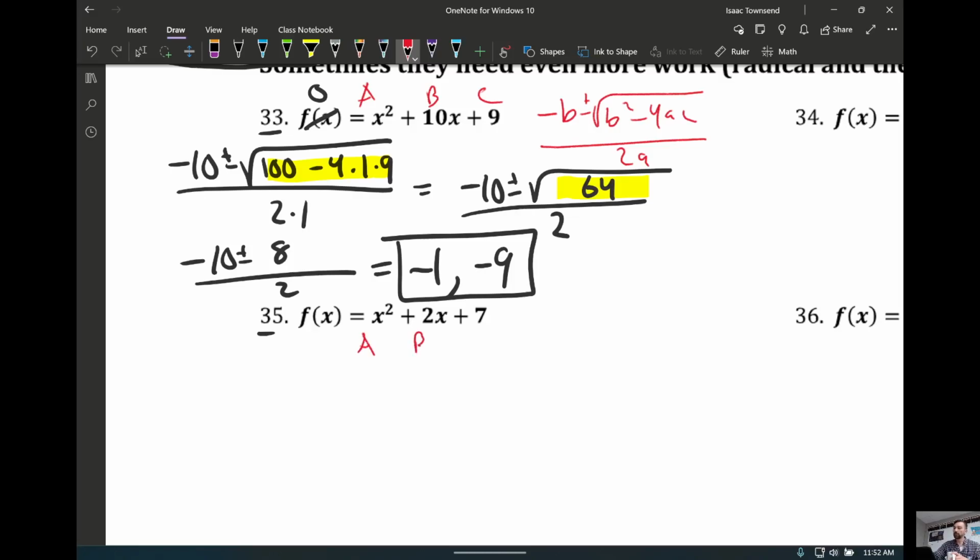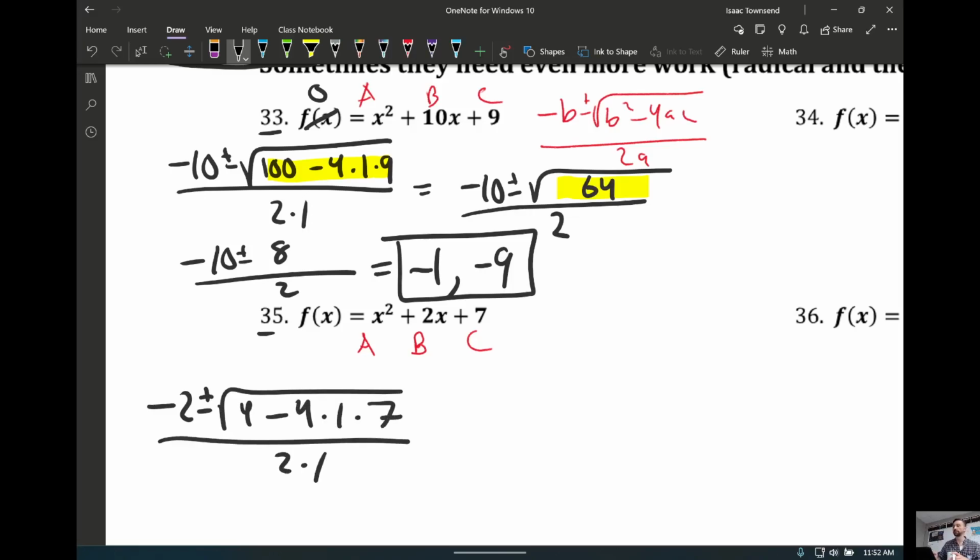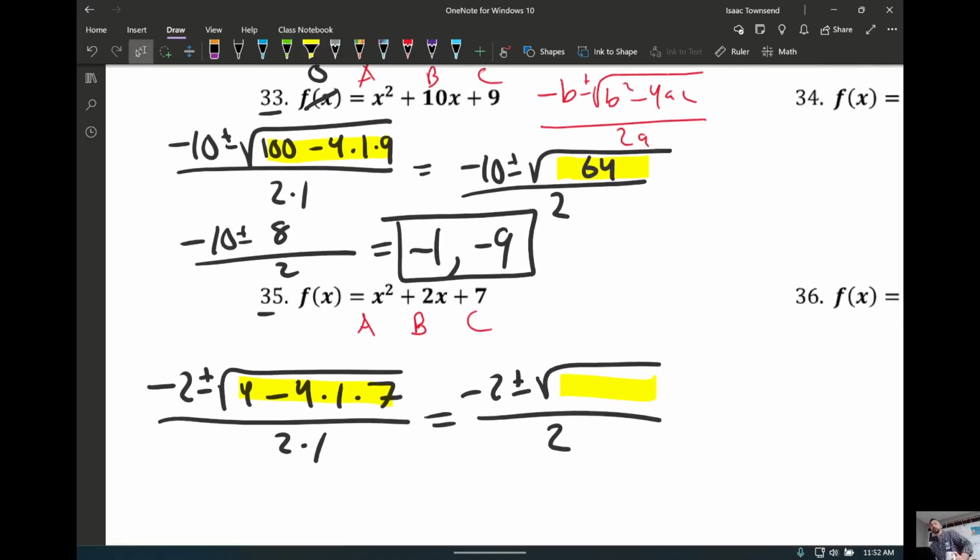Okay, A is 1, B is 2, C is 7. Put them in the quadratic formula just like it tells you to. You really shouldn't be putting too much thought into the first couple steps. You're just doing what it tells you to. Even when you get to this point, 2 times 1 is going to be easy. This, I want you to slow down and be careful on, but it is just arithmetic.